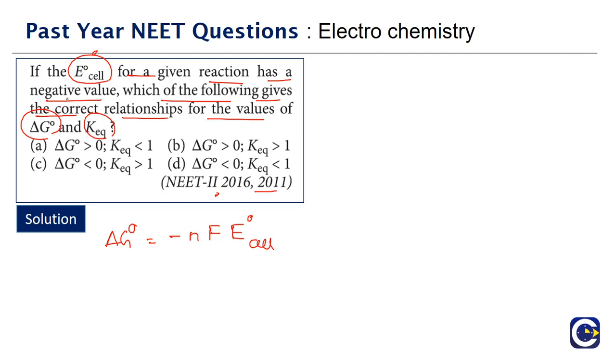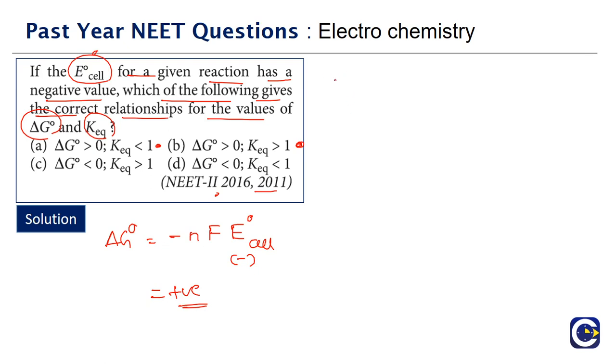Now here they are saying the E0 cell is negative. So if the E0 cell is negative, minus of negative is positive. So what we'll have is del G will be positive. So straight away, it has to be either option A or option B, because only option A and option B are saying del G is positive. So del G0 is positive. So now the question is, what about the equilibrium constant?